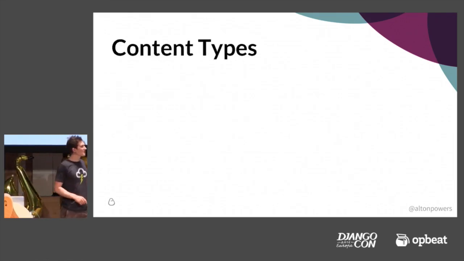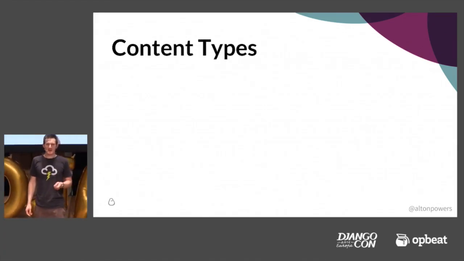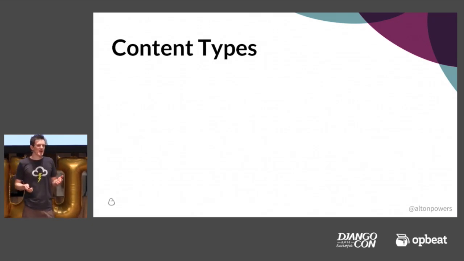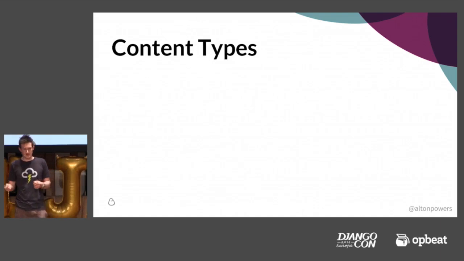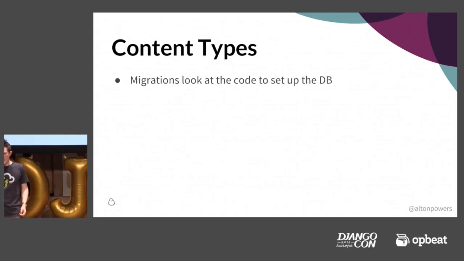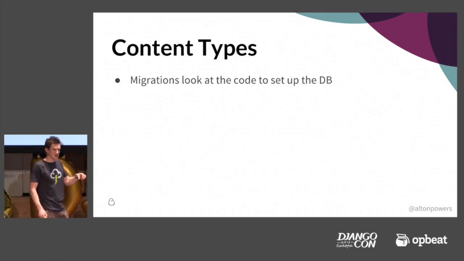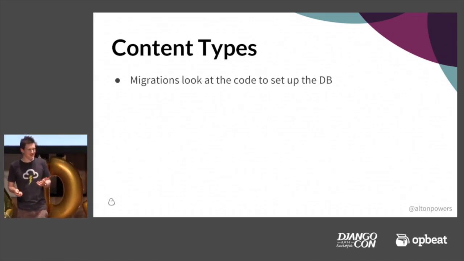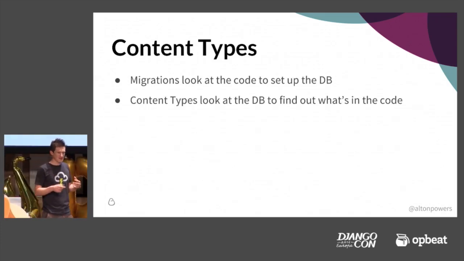Now, if you've ever thought about Django's content types, they don't make any sense. So Django has the amazing feature that it will look at your code, and from your models, it can build your database using migrations. Content types are like the opposite of that. They store things in your database, which tells you what your code is. But we know what our code is, and Python can introspect itself. So Python knows what the code is.